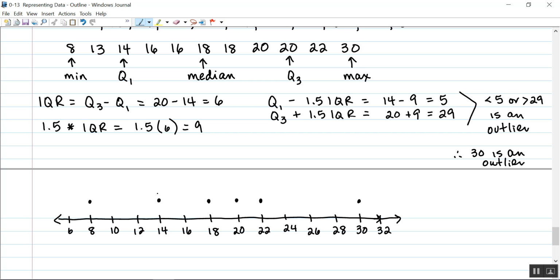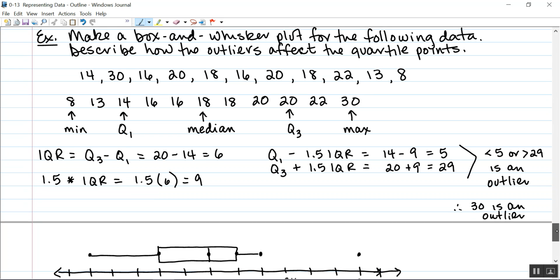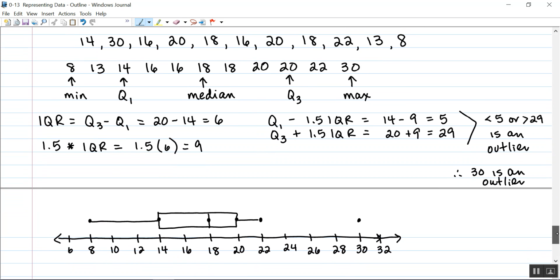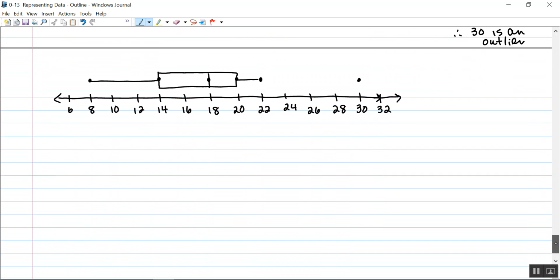Now we're going to draw a box between these values here. Draw a line through there, so there's my box. And then my whiskers are these lines that go out to my max without the outlier and to my minimum. So this is what your box and whisker plot is going to look like. I believe it said to describe how the outliers affect the quartile points. So when we omit the outlier, let's take a look at that.